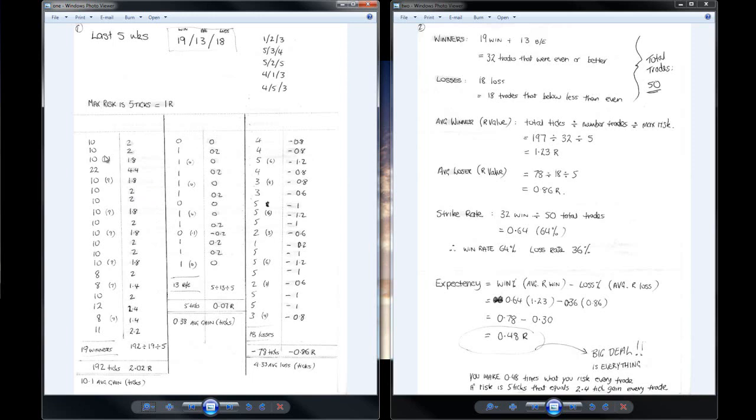So also I want to point out these ones in brackets. What I've done is taken commission out. I always want to work out my real results. I don't want to exclude commission, because at the end of the year, when you're taking 400 trades a year, of course, the commission is definitely going to add up.